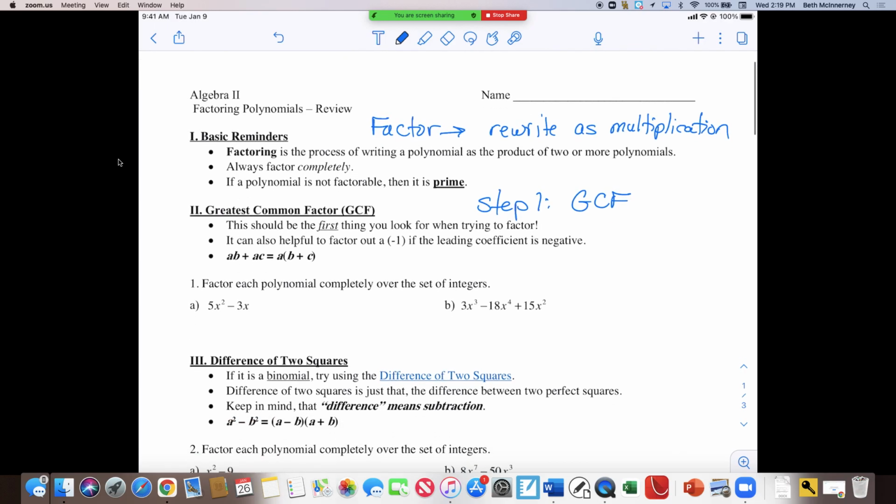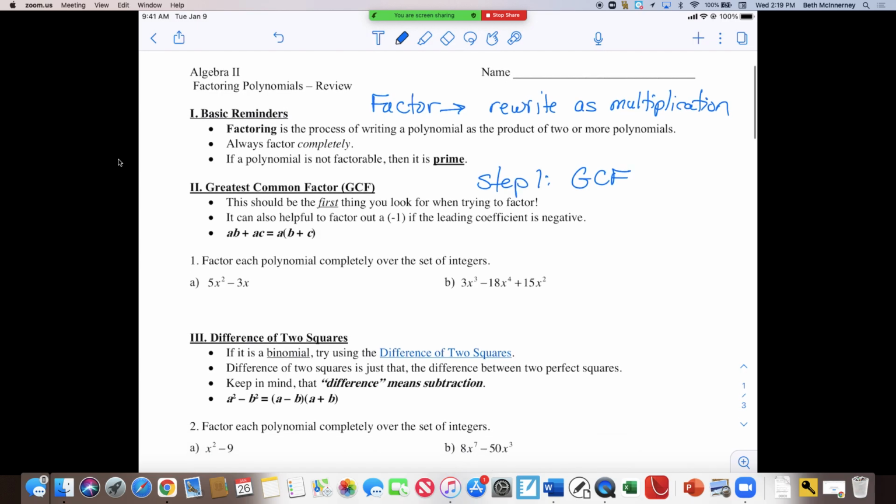And again, there's a lot of words in here that I'd encourage you to read through, but I'm not going to read all of it to you. So in number 1, letter A, what is the GCF? What could I pull out of both terms? X. So I pull out an X, and I get 5x minus 3.